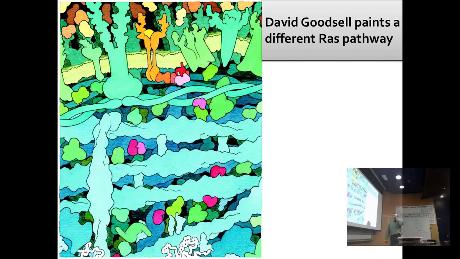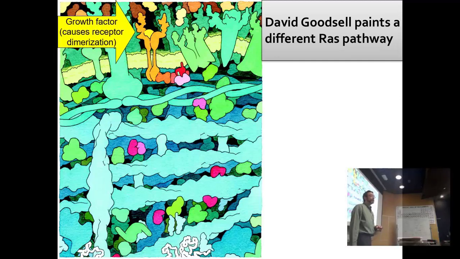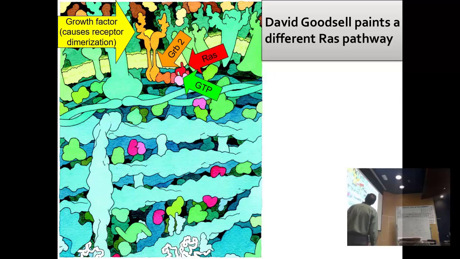David Goodsell, my favorite, has painted a RAS pathway. This is a different RAS pathway. But honestly, if you had told me it was the insulin receptor, I would not have been able to prove you wrong, because this is a growth factor that causes dimerization. And then here's GRB2, and then there's RAS, and then there's GTP bound to RAS, and it all looks pretty much the same. You still have RAS at the middle of it all, and the proteins look the same. By the way, RAS is membrane bound.